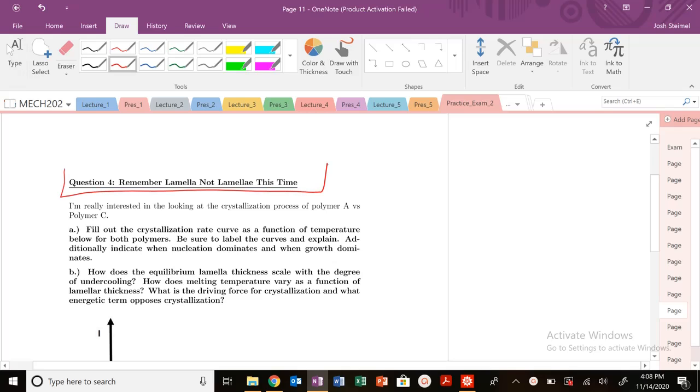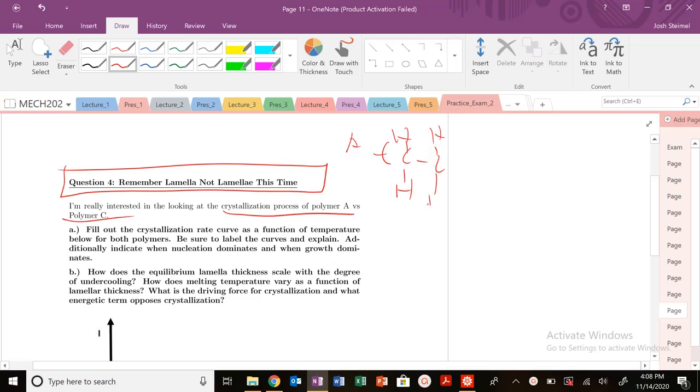Problem, which is our kind of nucleation and growth type problems. So let's go ahead and launch right into it. I'm really interested in looking at the crystallization process of polymer A versus polymer C. We know that both A and C are semicrystalline. So we know that polymer A looked like this, so C.